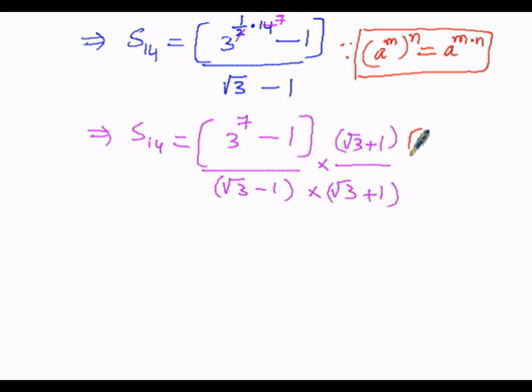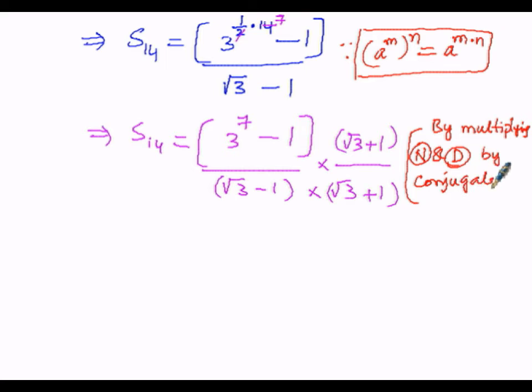So by multiplying numerator and denominator, where n stands for numerator and d for denominator, by the conjugate of root 3 minus 1, that is root 3 plus 1.